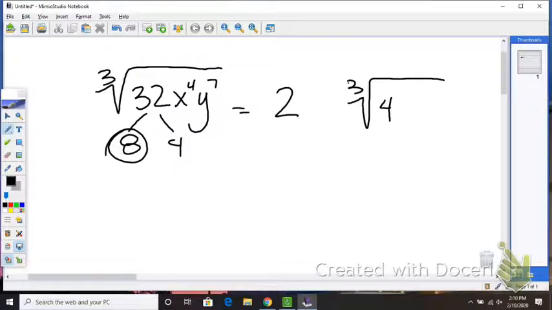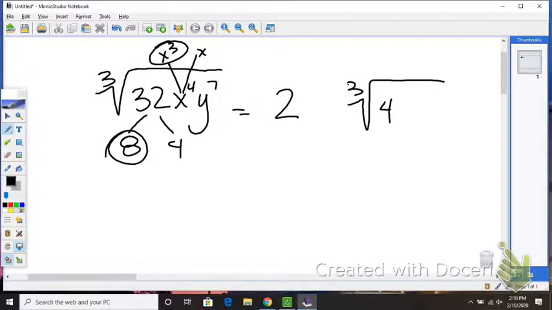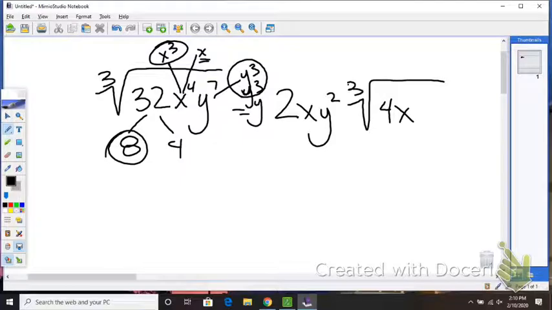Then we have x to the 4th, so we're going to break this up to be x cubed and x. One of these comes out. This guy stays in. And then y to the 7th, we get y cubed, and then y to the 1st. So 2 of these come out. And then one y stays inside. And we're done. Okay? So that's the simplifying part.